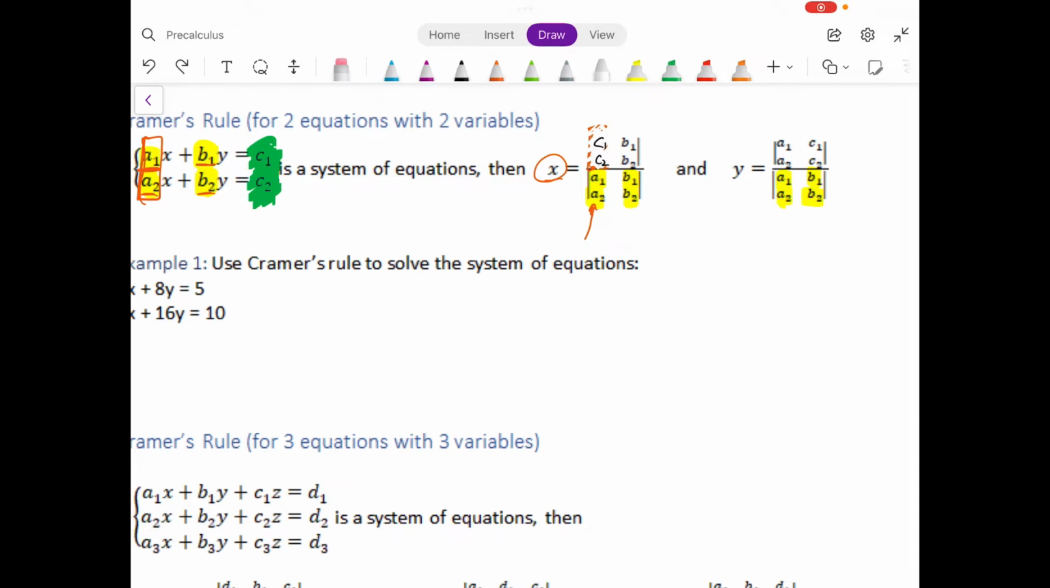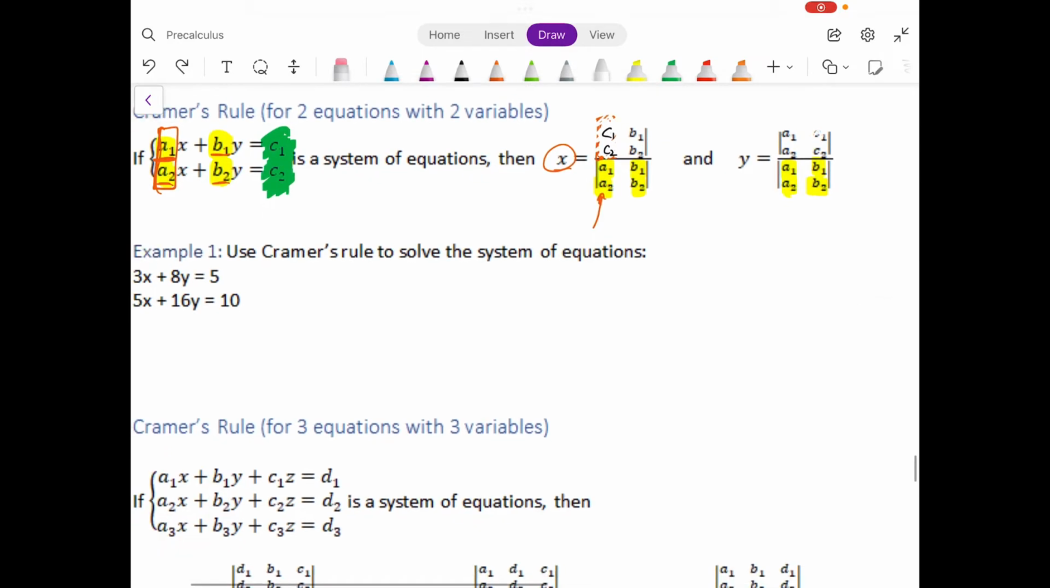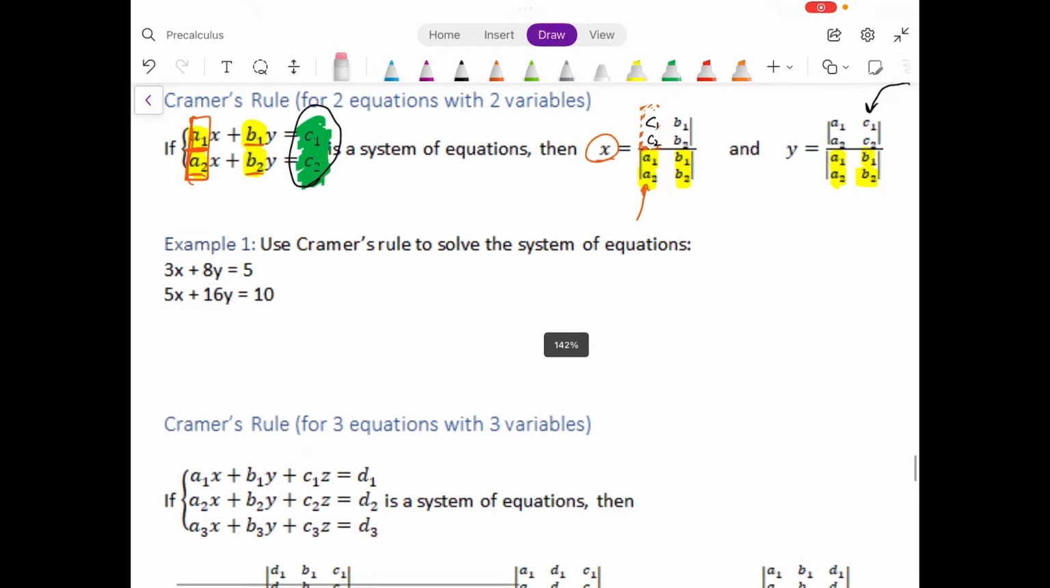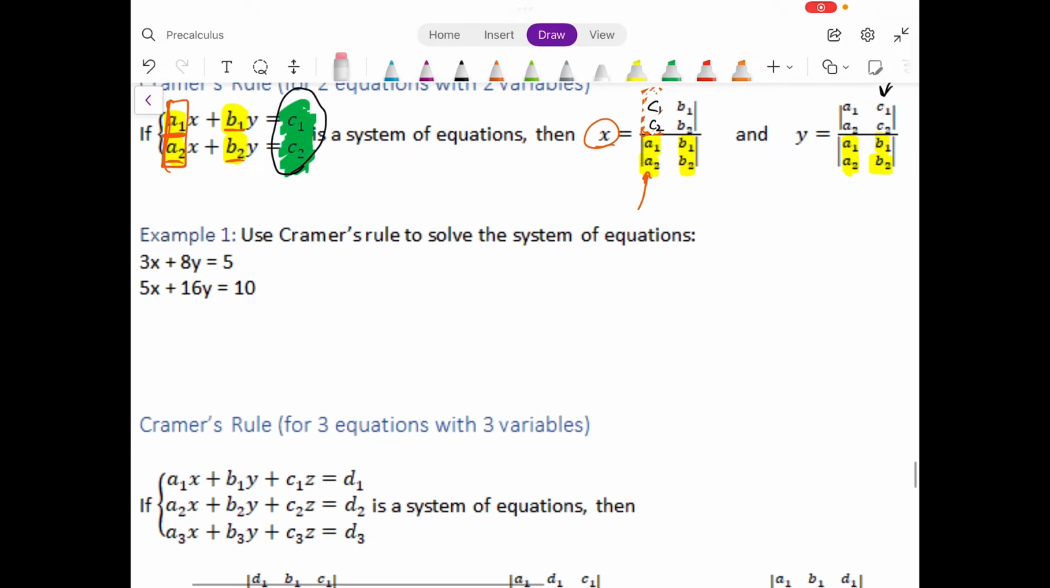And similarly, to find y, so y normally looks like this, or not normally, but in the denominator looks like this. And so to find y, we're going to replace those y coefficients with the same constant coefficients. All right, so that is how you use Cramer's rule. You're really just finding 3 determinants because the denominators are the same. So use Cramer's rule to solve the system of equations.